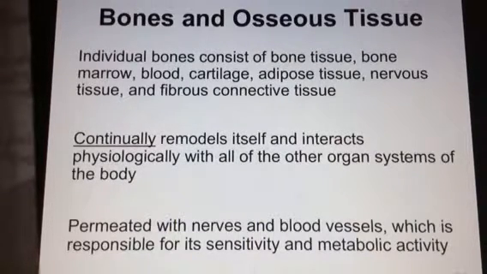An individual bone is made of bone tissue, which we will have a separate video on, bone marrow, blood, cartilage, adipose tissue, which is mostly fat, nervous tissue, and fibrous connective tissue. So when we talk about bone, that's more than just bone tissue. But that bone continually remodels itself and has an interaction with all of the other organ systems in the body when you're talking about function. So we'll get to all of the functions in separate videos. But it is permeated with nerves and blood vessels, which is why it is sensitive and how it is involved in the metabolic activity of the body.